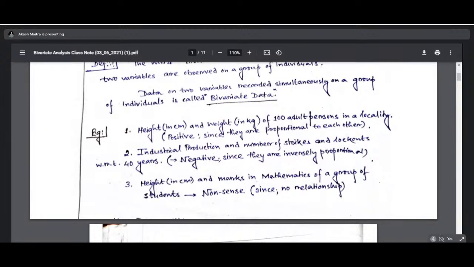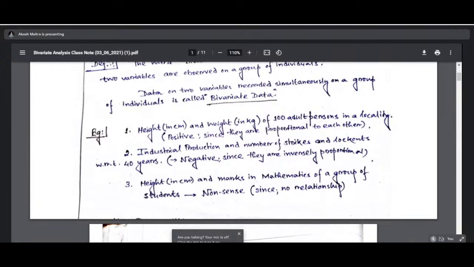Then there is a relation of enmity. If production is more, then the number of strikes or lockouts on that factory or locality will be less, and vice versa. If the number of strikes grows greater day by day, there will be a very negative impact on industrial production. So they are inversely proportional. If production is more, the number of strikes is less, or if the number of strikes is more, then production is obviously less.